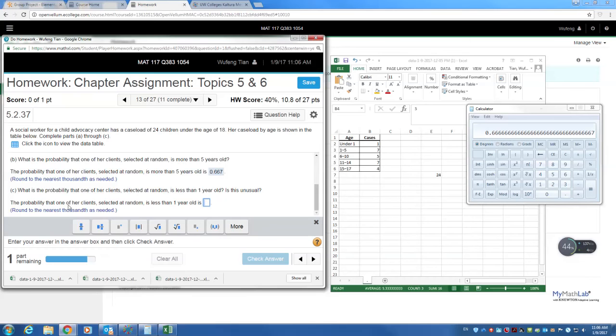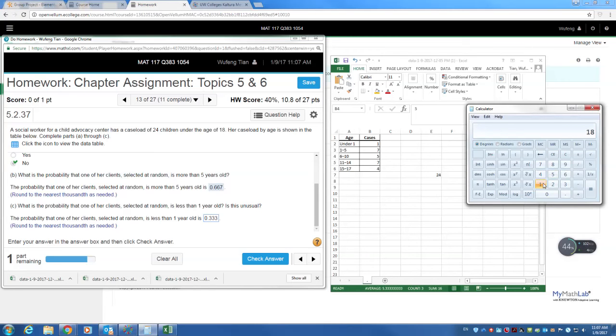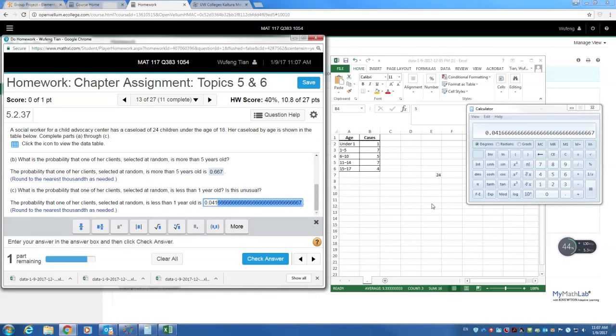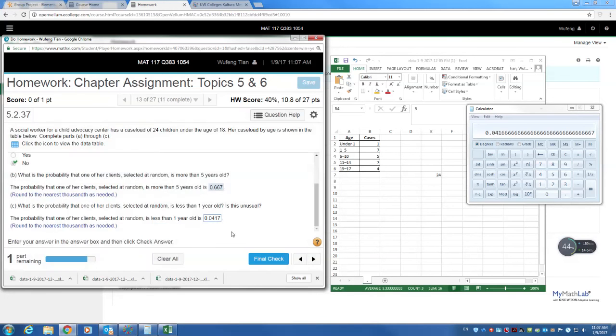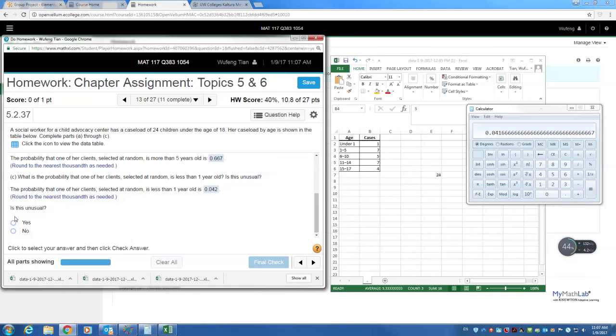Okay, so the probability that one of the clients is less than 1 year old. Wait, less than 1 year old. Okay, and the 1 year old is 1. Sorry, my bad. Less than 1 year old is 1 out of 24. Just one number. And I copy that to here, so it's 0.042. Oh, 3 decimals, 0.042. Okay, is this unusual? Yes, this is very unusual.